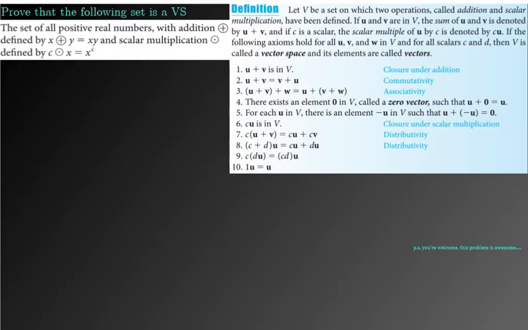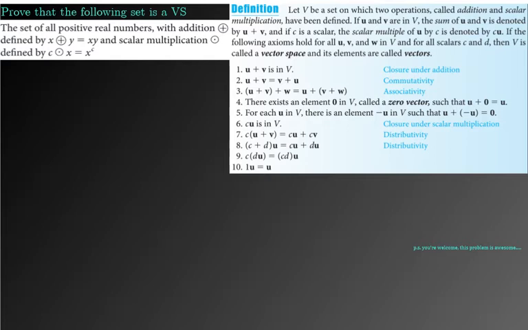I want to start off with one of my absolute favorite problems in linear algebra. We are going to prove that the set of all positive real numbers, where addition is defined as the multiplication that you know, and scalar multiplication, this symbol, is defined as exponentiation, so like c times x is x to the c, is actually a vector space. We can go through and talk about these, and there are some weird things that happen when you get into what the zero vector is and things like that.